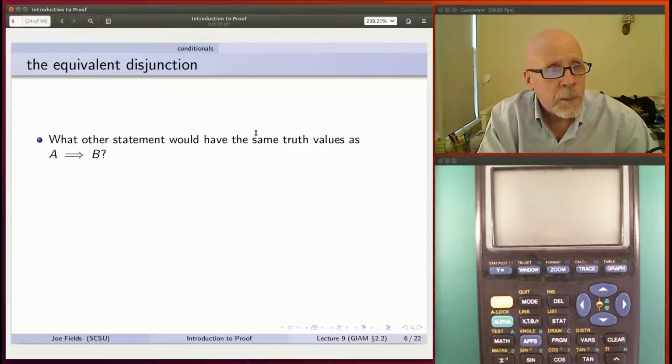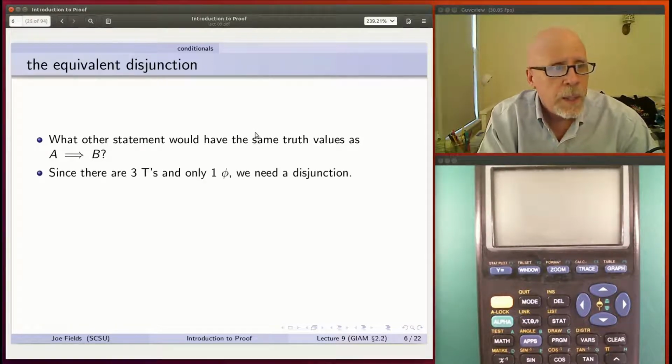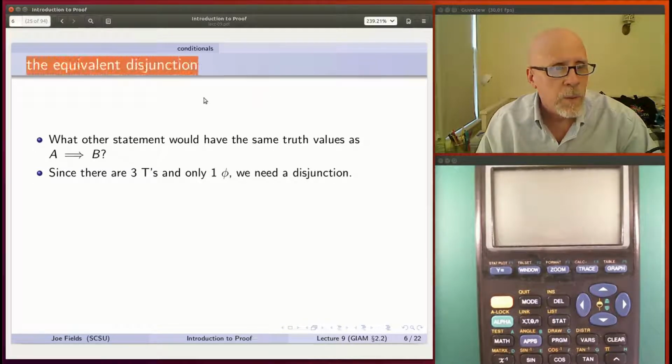What other statements would have the same truth values as A implies B? Well, that's a good question, because can we say that A implies B in a different way? Maybe the title of this slide tells you that we can.